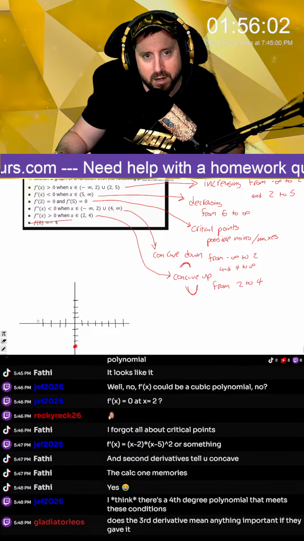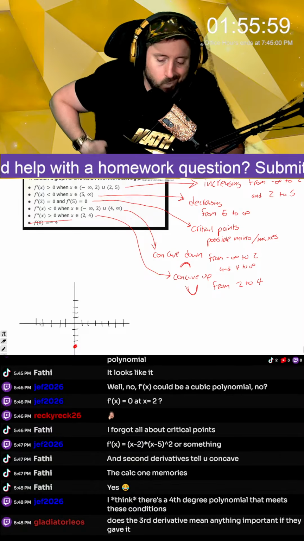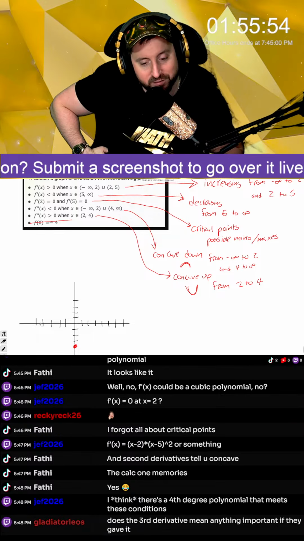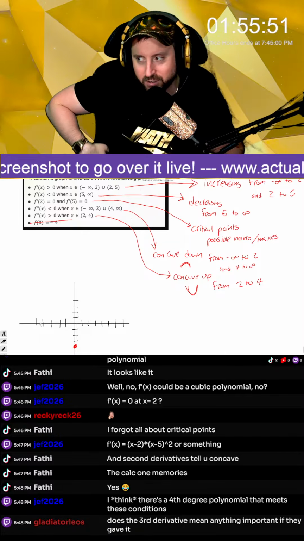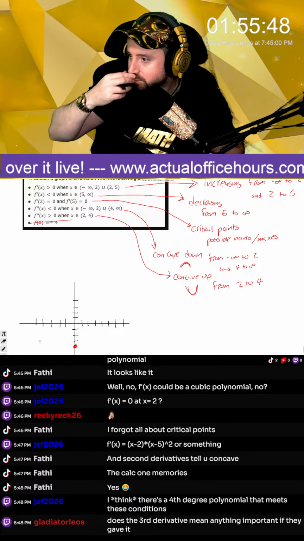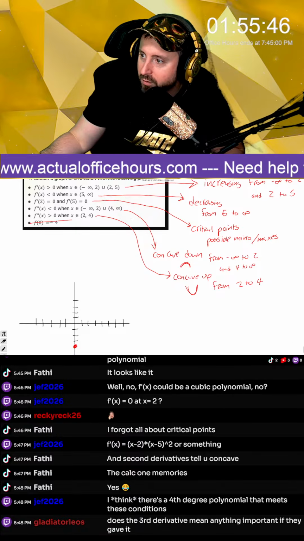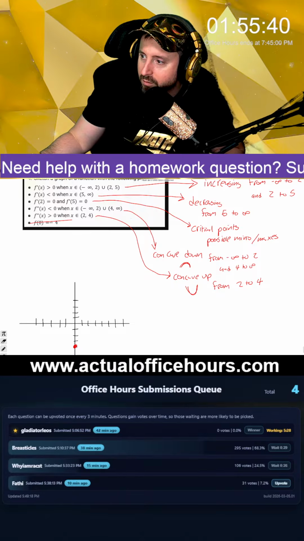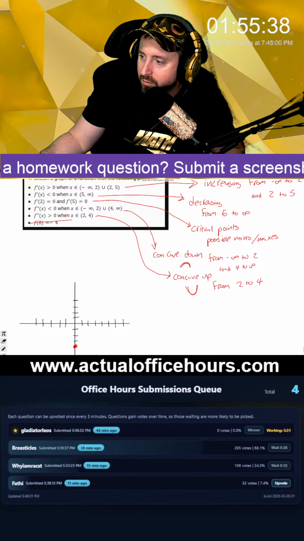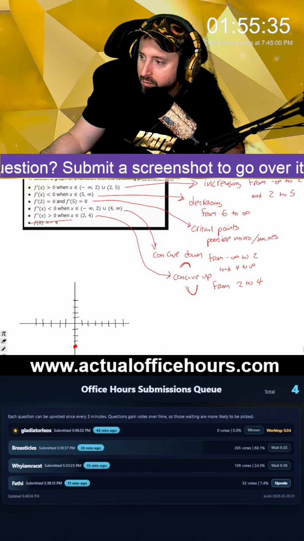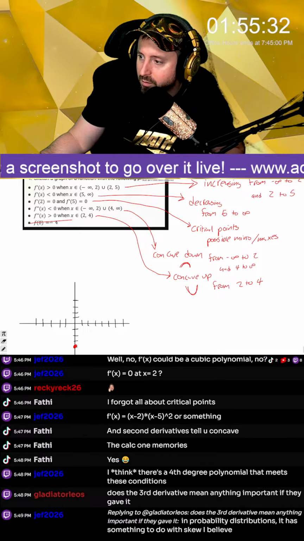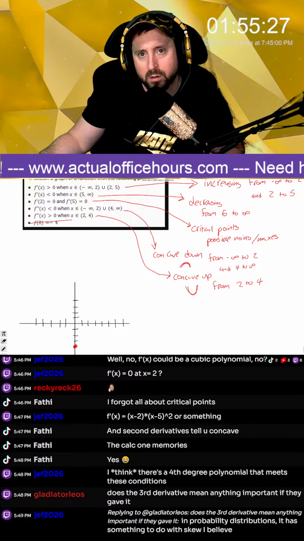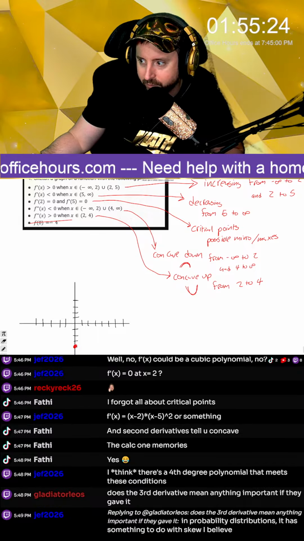Does the third derivative mean anything? No. That's called jerk, technically, if we do position, velocity, acceleration, the third derivative is jerk. You rarely need the third derivative. Peak unemployment. Skew. Yes, it's called the third moment. It definitely has something to do with it.